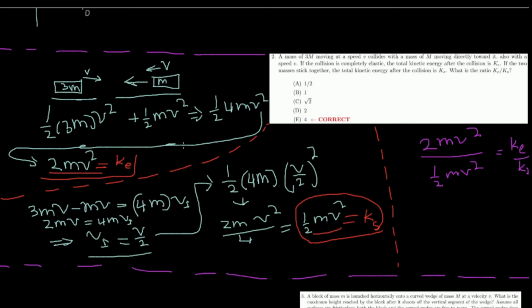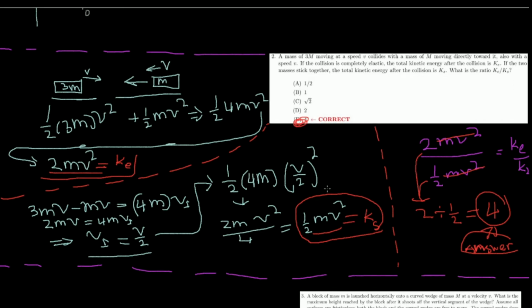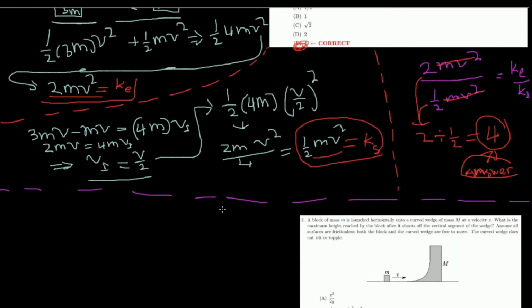And we have these terms cancel, and 2 divided by 0.5, or 1/2, equals 4. So this is of course going to be E. Now let's move on to the third and final problem.